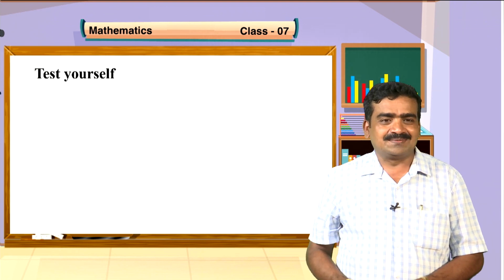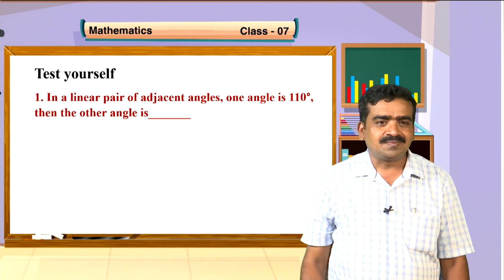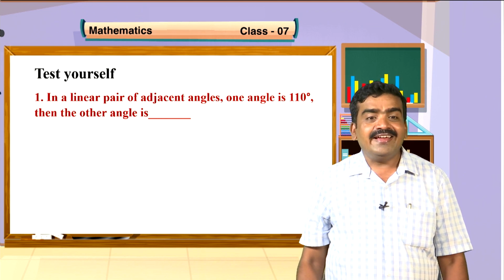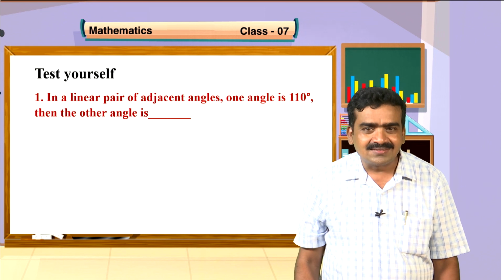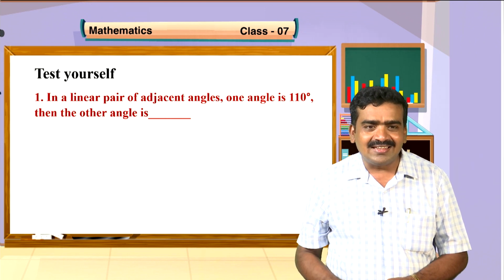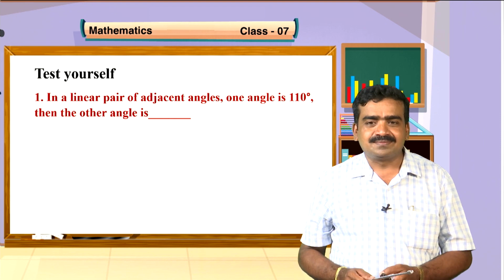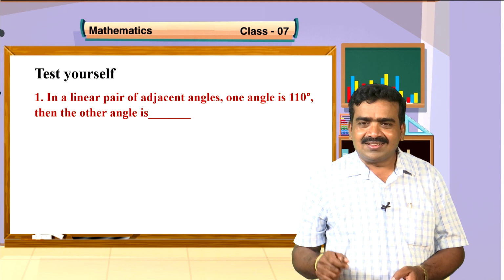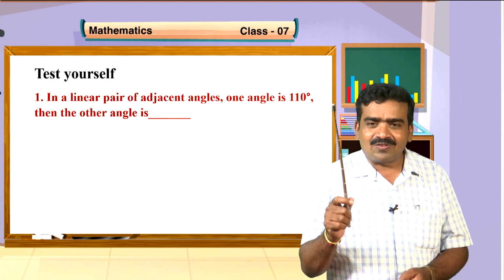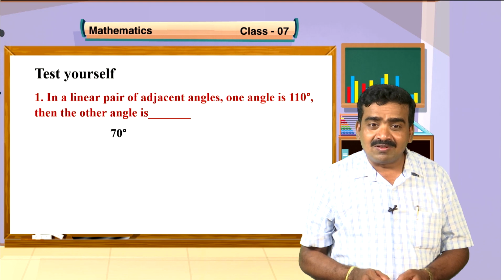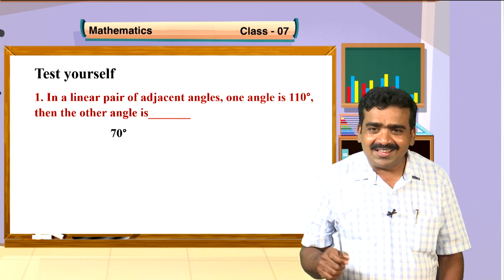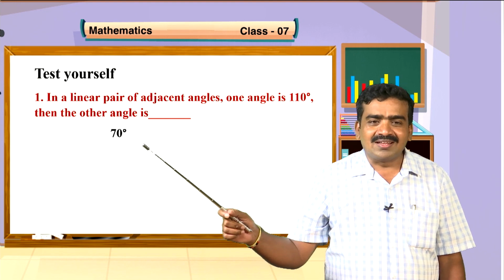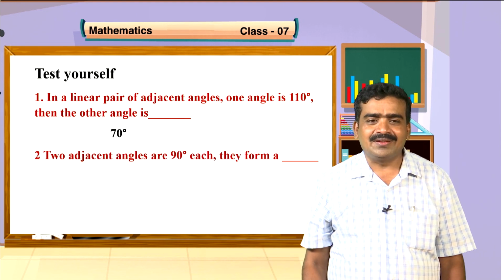Test yourself. The question is like this: in a linear pair of adjacent angles, if one angle is 110 degrees, then the other angle is? How to calculate the other angle? Yes, you are telling right. We have to subtract 110 degrees from 180 degrees. How much will we get? 180 degrees minus 110 degrees is 70 degrees. Therefore, the other angle will be 70 degrees.